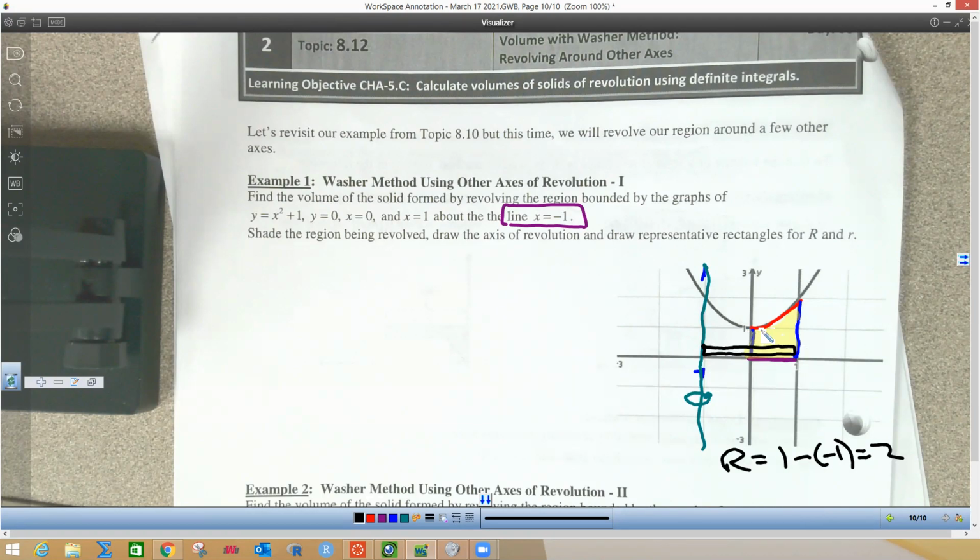Now, if you notice, there's space here where nothing's going on. So the little r on this one is going to be the open space from right there where the shading stops over to what we're rotating around. That's little r. This was big R down here. So little r there is going to be 0 minus -1, which is +1.